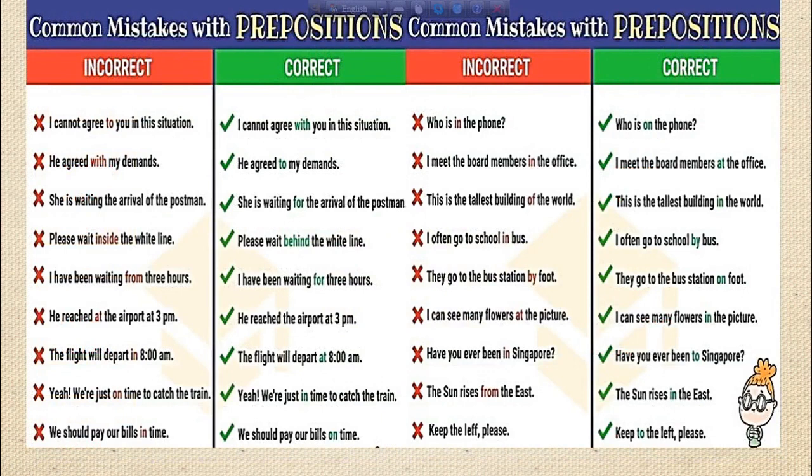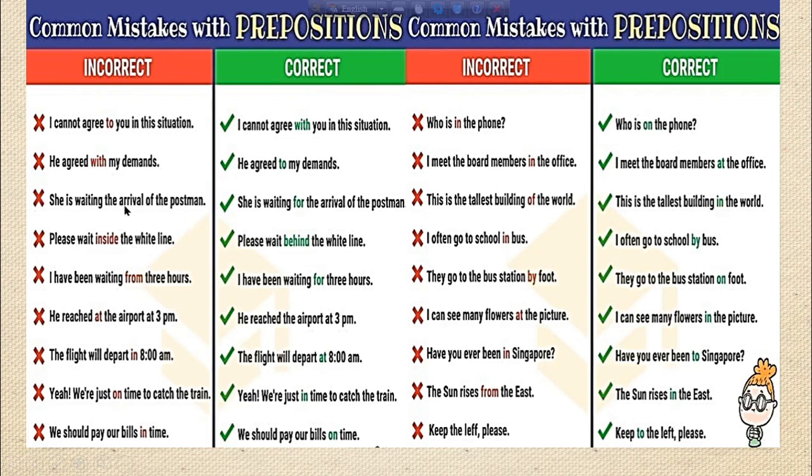So dear students, here we have some mistakes that we usually make in the case of prepositions. Usually we say, I cannot agree to you this situation. The correct answer is, I cannot agree with you in this situation. Sometimes we say, he agreed with my demands. But the correct answer is, he agreed to my demands.